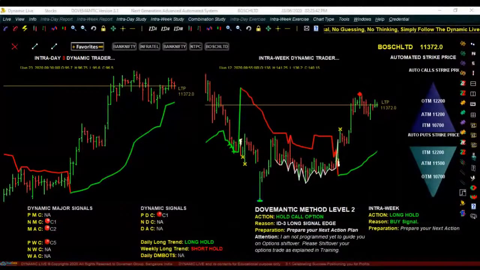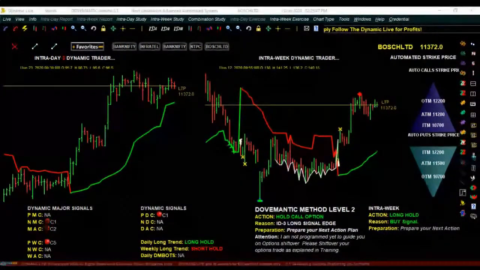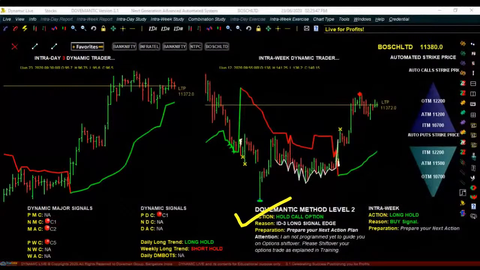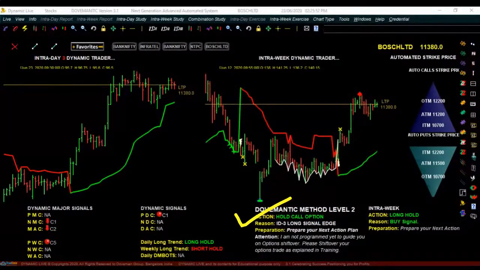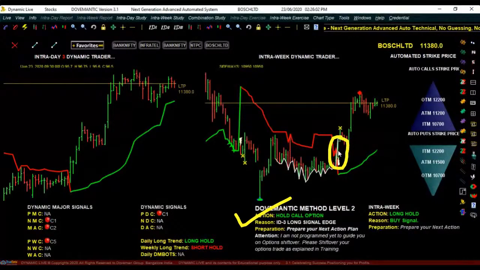Now here's the case of Bosch, Mr. Nagaraj. It is telling us, you can see here the action is telling us to hold call option. You're currently holding on to it. Now when did it give us a buy? It is somewhere at this point in time where it had told us to buy a call option.